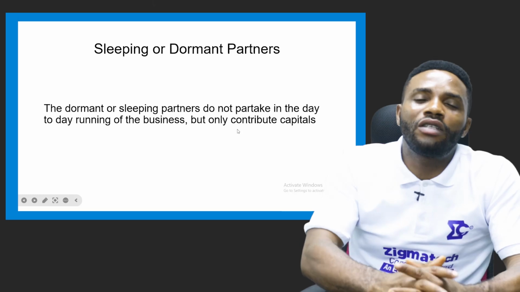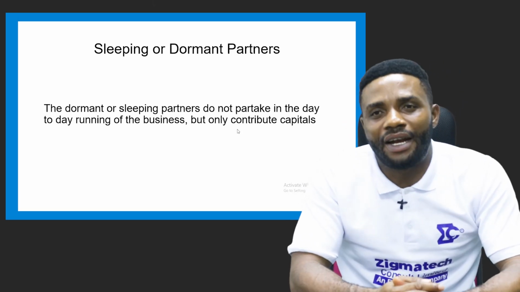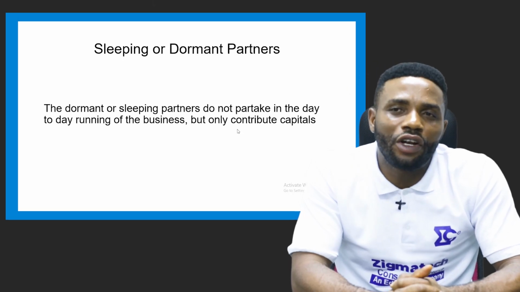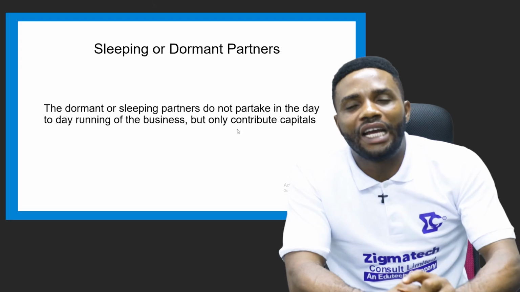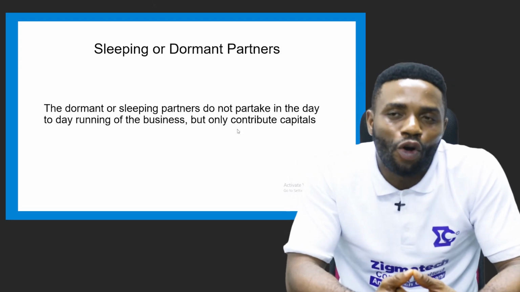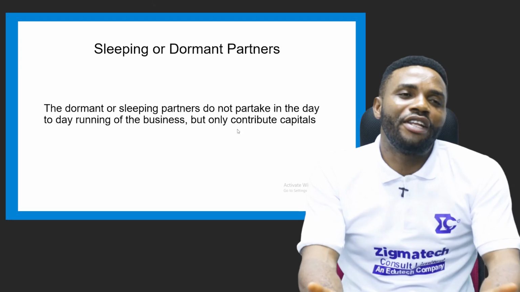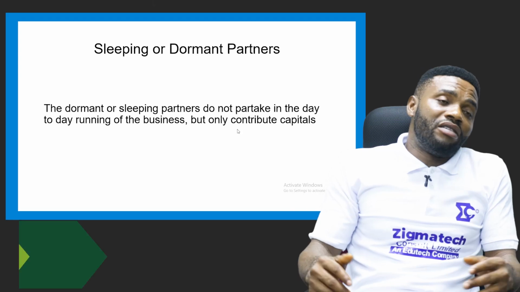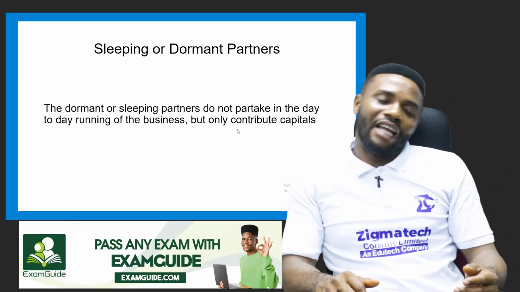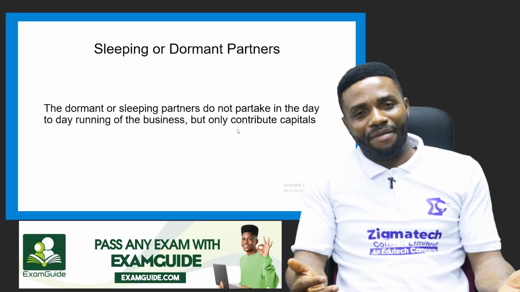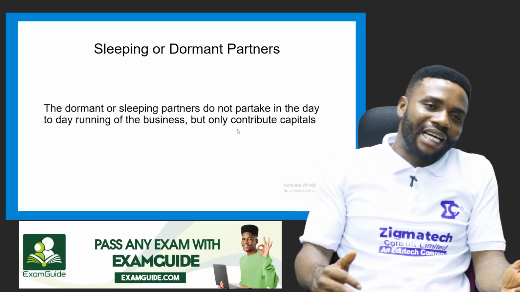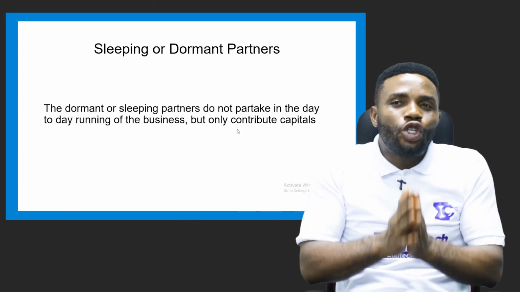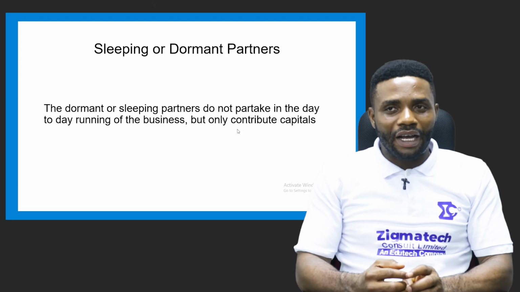All right, let's look at the second type of partner, sleeping or dormant partners. The dormant or sleeping partners do not partake in the day-to-day running of the business, but only contribute capital. It's just a typical example of the lawyer and the medical doctor who decide to just bring their money and then travel. The lawyer said, I actually have the capital, but I don't have the time. The medical doctor, I have the capital, but I don't have the time. So they traveled. They are called dormant or sleeping partners.